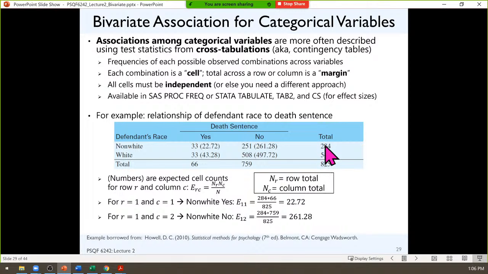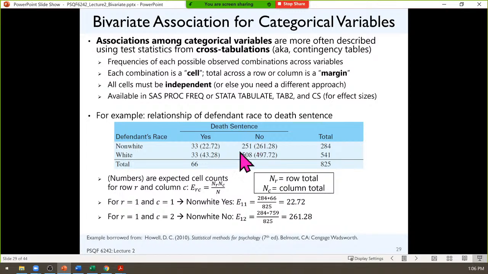So out here, the totals, for instance, 284 is the total number of non-white people included in the analysis versus 541 white people. So these are what's known as the margins, or a marginal result. That's just describing race univariately without respect to the other variable. Likewise, the totals given down here across the rows are for death sentence. So 66 people received a death sentence, 759 did not. That's marginally, just univariately, for the death sentence variable.